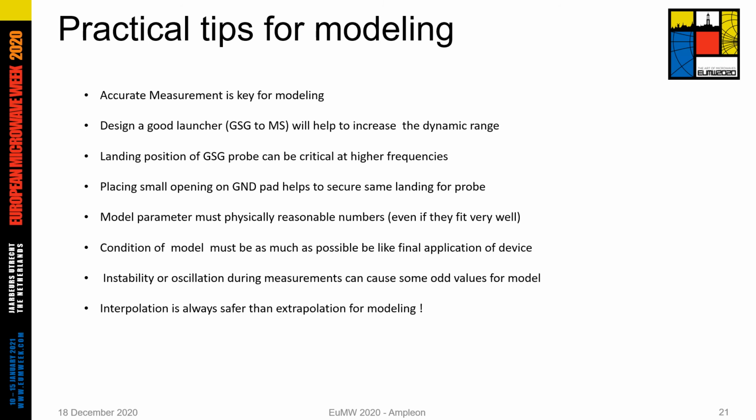Instability or oscillation during the measurements can cause some odd values for the model. It's suggested that when you are doing load pull or S-parameter measurements, you not only extract the data, but also monitor what you are measuring. If you see some instability or oscillation, it can cause uncertainty in the model. And at the end, interpolation is always safer than extrapolation for a model.